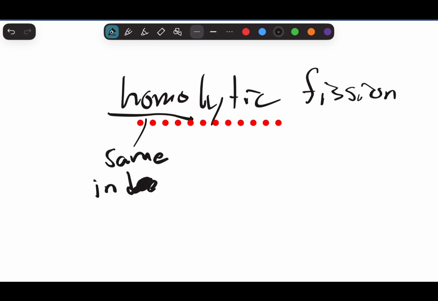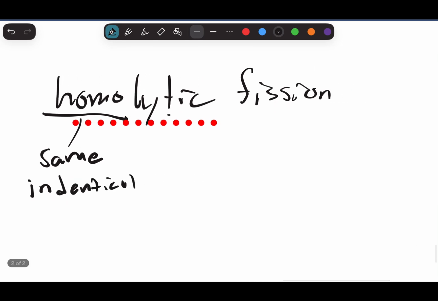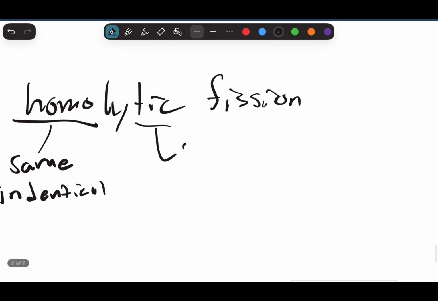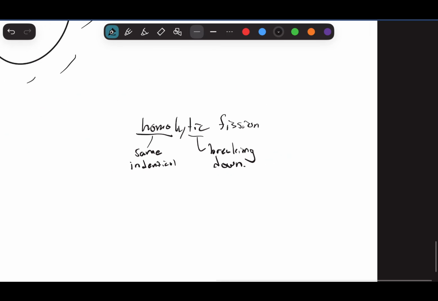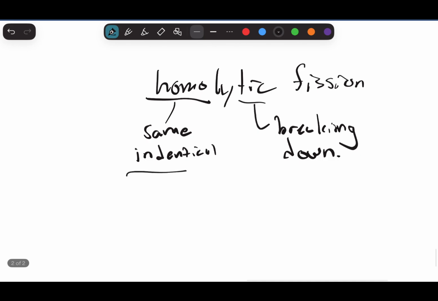Identical. Lytic means breaking down. You should be familiar with this word if you do bio, but it's good to know in chemistry too. So homolytic fission essentially is the same thing and it's breaking down.